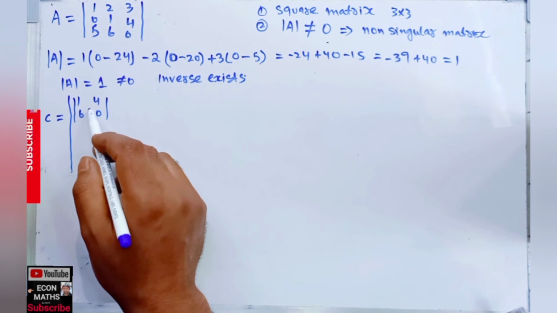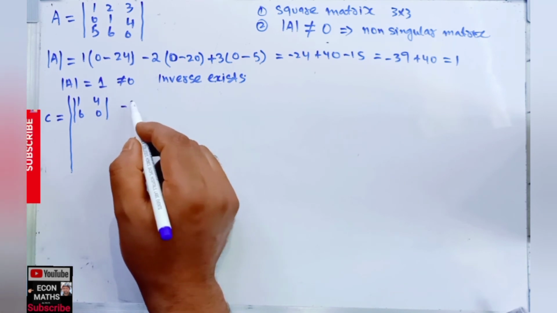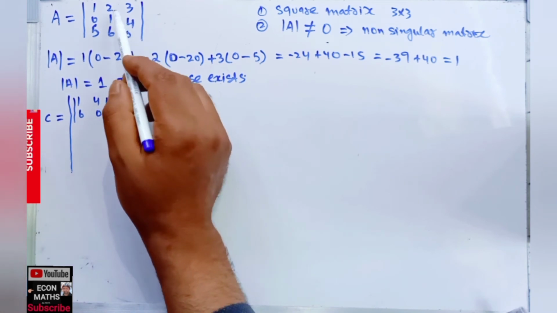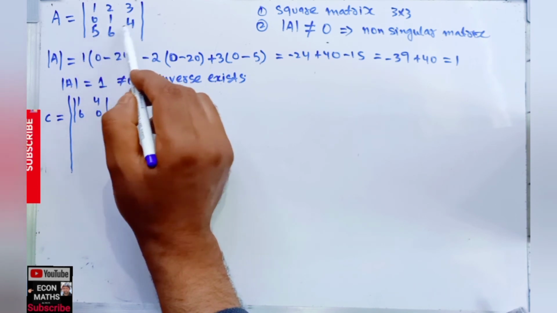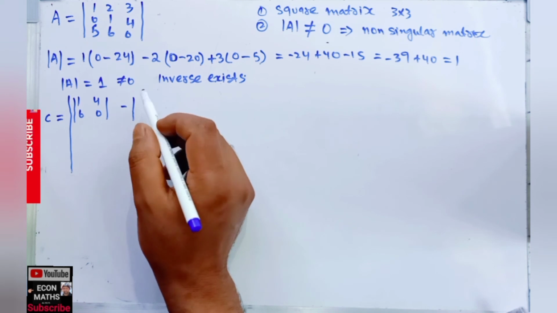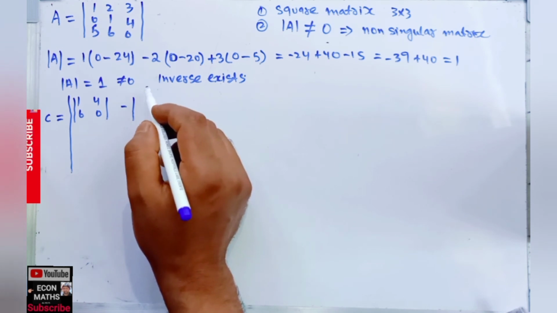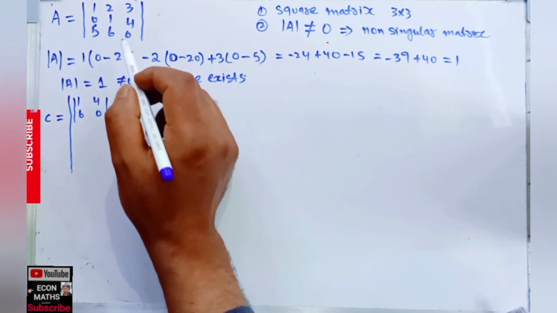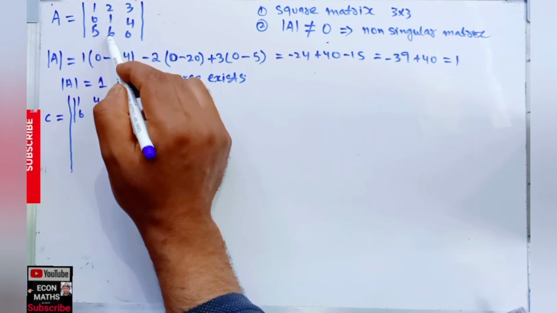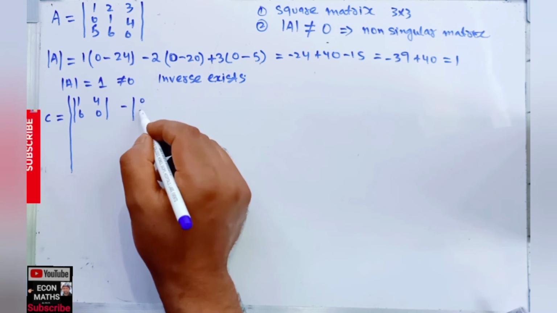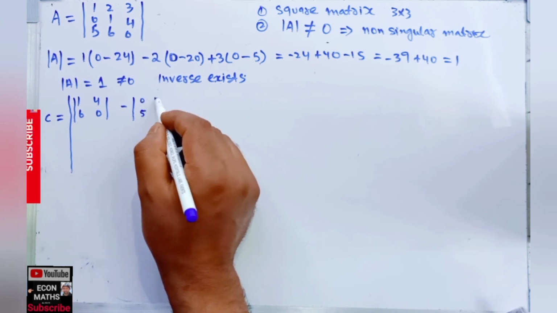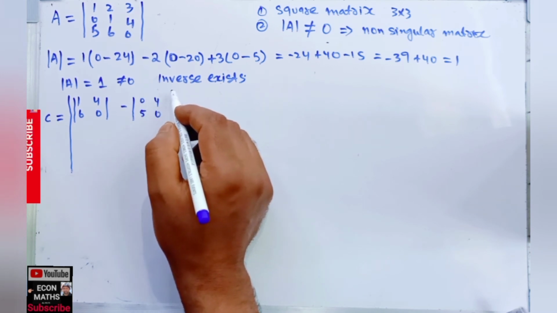Similarly, the first cofactor is positive, the second is negative. Now the second cofactor will be, here it is 2, delete the row and the column in which it appears, we get 0 5 4 0. So I will write here 0 5 4 0.